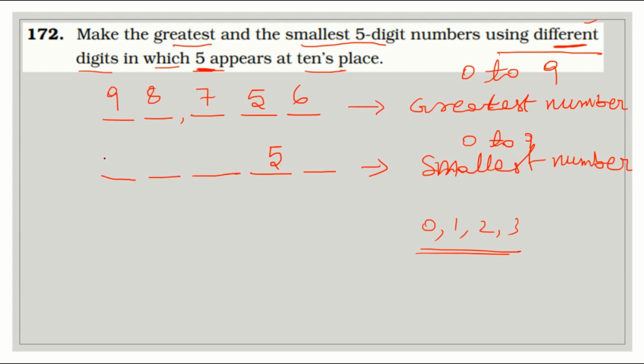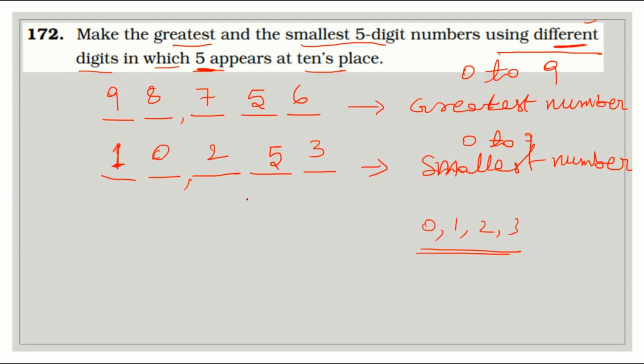How can I use them? Can I start with 0? No. If I start with 0, it becomes a 4-digit number. So I am allowed to use a non-zero number among 0, 1, 2, 3. So I will use 1. Now am I allowed to use 0? Yes, we are allowed to use 0 now. Then 0, 2 and 3. So what is the smallest 5-digit number with 5 being in tens place? It is 10,253. So that's how you have to think.